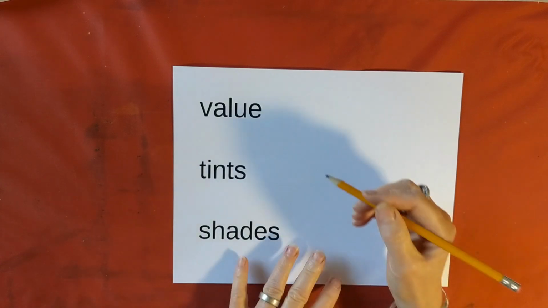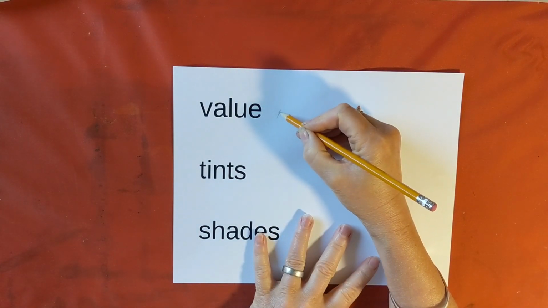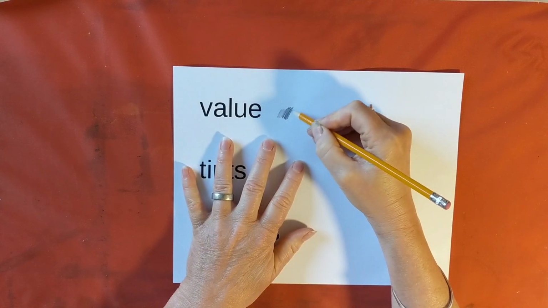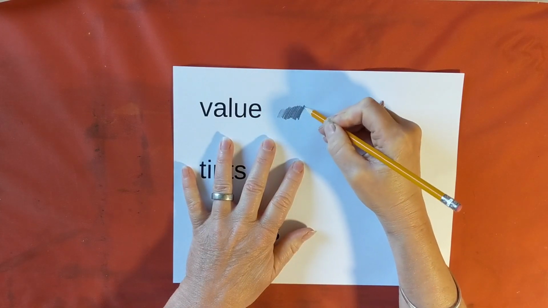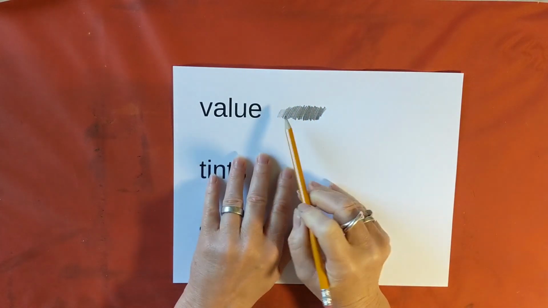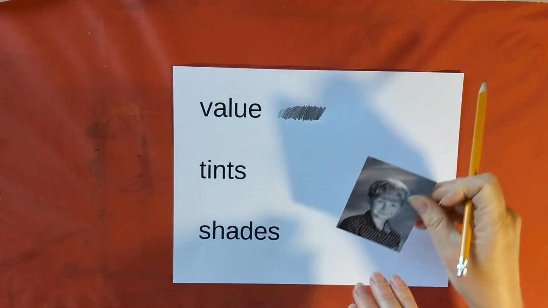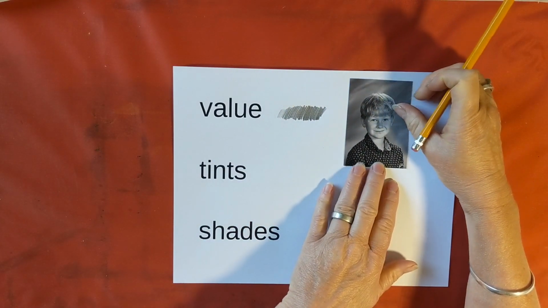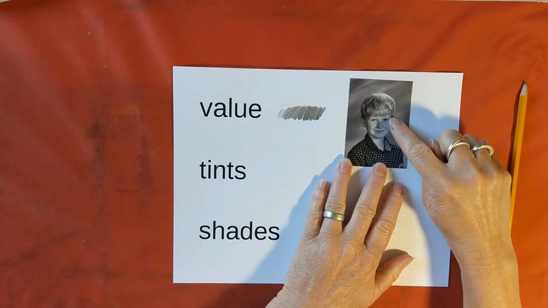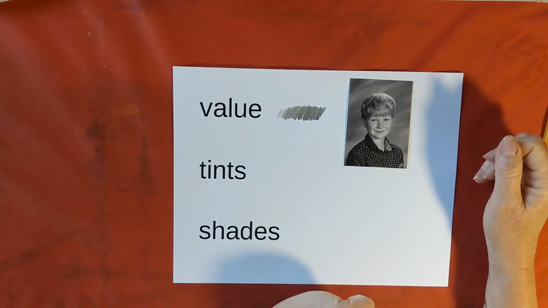So value is talking about light and dark within a painting. So we can use our pencil to go very light and gradually put more pressure on it and go really dark. So that's talking about our light and dark. And we use that within a picture to make things stand out, to have contrast. So this picture is just in values, and we can see the face is a lot lighter than the background out around it, and that will make that stand out.